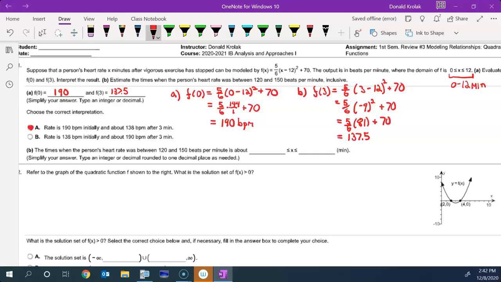Okay, part B. The times when a person's heart rate is between 120 and 150 beats per minute is about X minutes to X minutes. All right. So what we want to find here is between which two values. That was part A. Now I'll do part B.